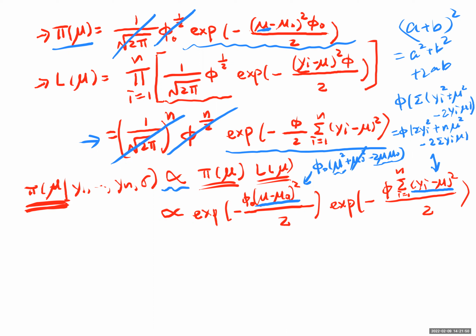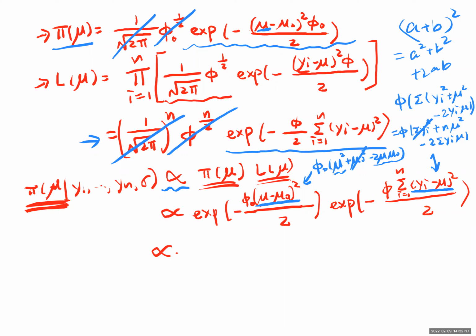So let's see what we need to keep. We don't need to worry about anything about the yi's, because they are the data, they're fixed. But mu squared and then minus 2 sum yi times mu, they're about mu, so we need to keep them as well. Make sense? All right, if we're good with that, I think we're much closer to the final step. So let me keep writing the next step.